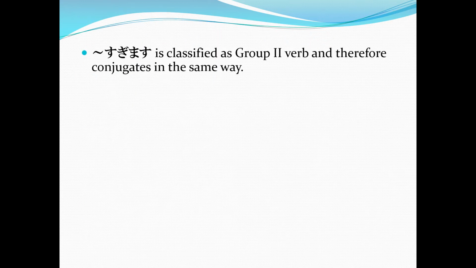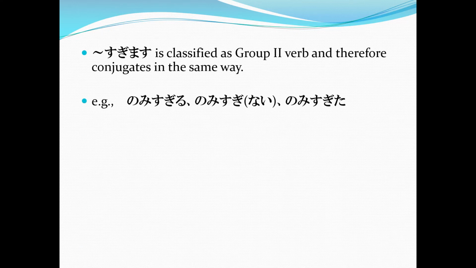Now, sugimasu is classified as a group 2 verb and therefore conjugates in the same way. For example, nomisugiru, nomisuginai, or nomisugita, because it is classified as a group 2 verb. So if you want to use the nai form, the dictionary form, or the ta form, classify it as a group 2 verb. Easy, right?